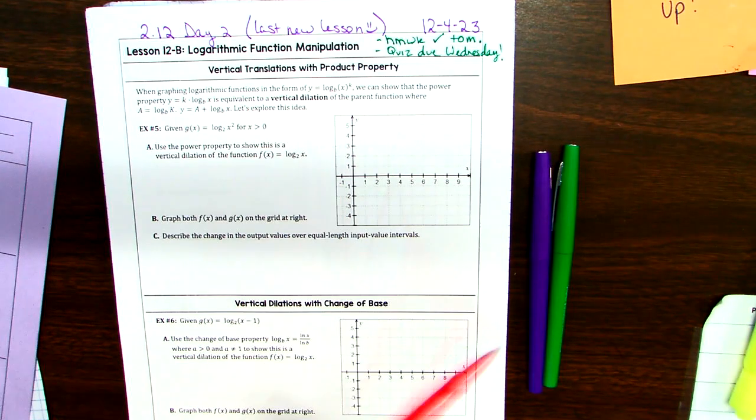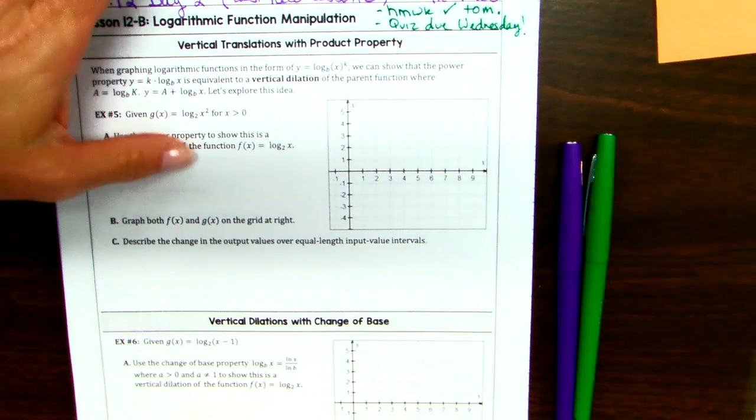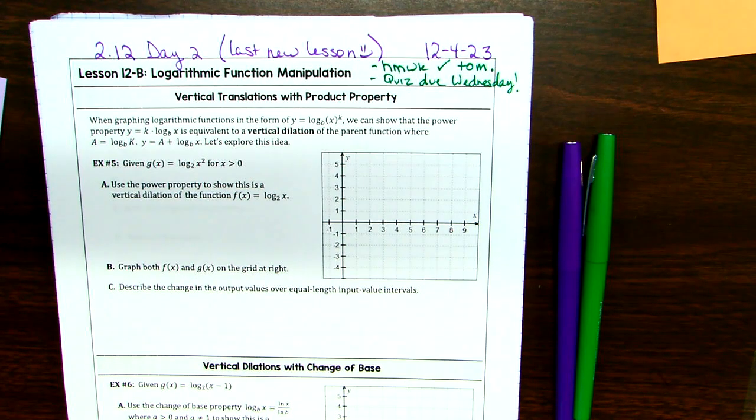Guys, this is our last new lesson of 2023, of the first semester. After this, we're reviewing, testing, exam reviewing, testing. So you still have 2 or 3 sections left in Unit 2. Don't throw them away or get rid of them, okay? 2.13 on will be second semester.